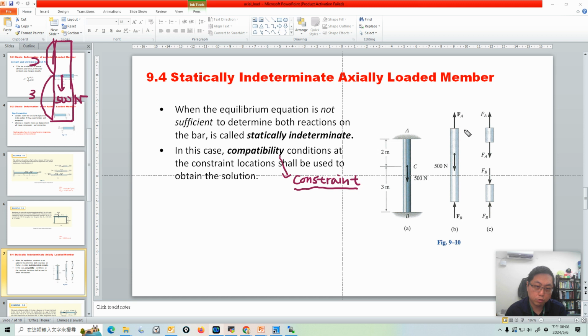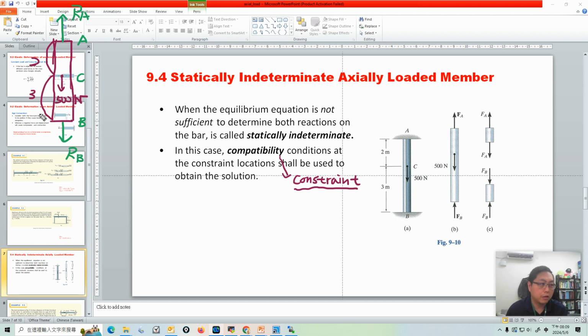The textbook assumes the force at A is a tension force and the force at B is compression. But I would like to assume the force at A is tension, and the force at B is also tension. I like to assume everything is tension in such problems. I call these RA and RB. Then we do the rigid body equilibrium.